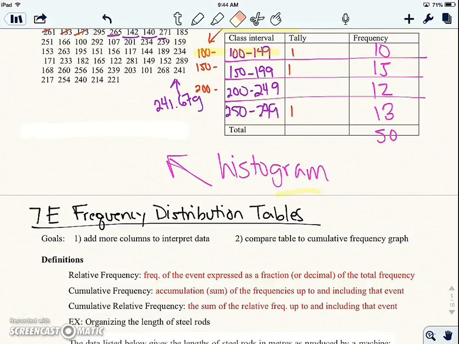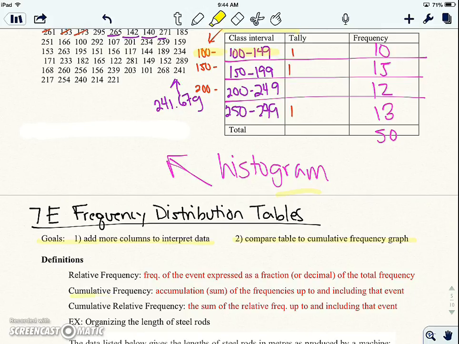Descriptive Statistics Part 2, starting with 7E, Frequency Distribution Tables. So the goal of this will be to add more columns to the tables we've already been doing and use it to analyze and also to compare the tables to a cumulative frequency graph. Before we do this, we need to start with some definitions.